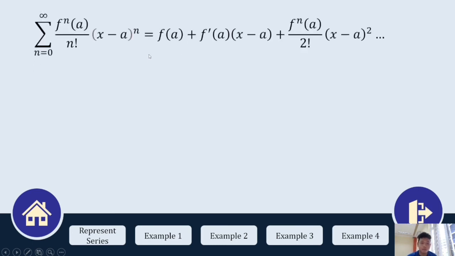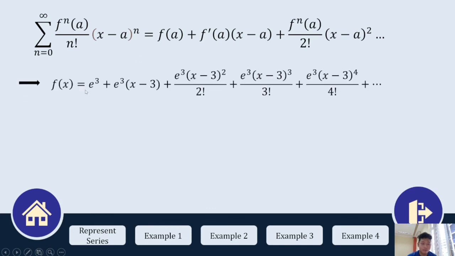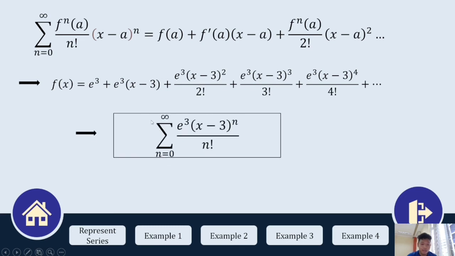Here we're using the same formula. So if we plug in, we get f of x equal to e to the power of 3 plus e to the power of 3 times (x minus 3) plus e to the power of 3 times (x minus 3) to the power of 2 over 2 factorial plus e to the power of 3 times (x minus 3) to the power of 3 over 3 factorial plus e to the power of 3 times (x minus 3) to the power of 4 over 4 factorial plus and so on. And we can write it in short form as the summation from n equal to 0 to infinity of e to the power of 3 times (x minus 3) to the power of n over n factorial.